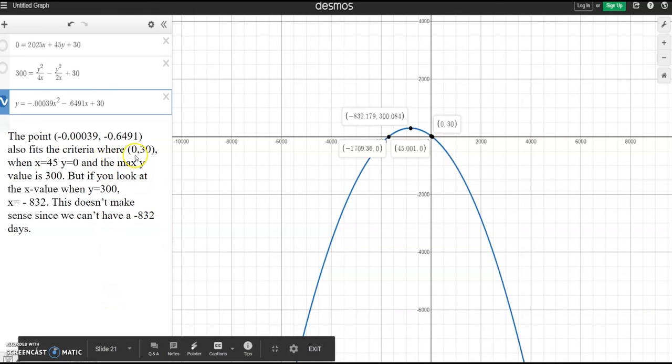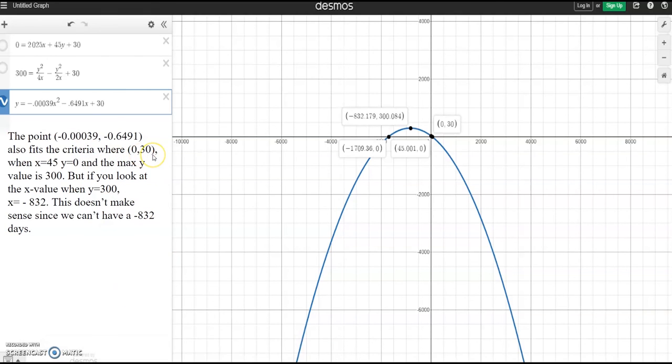Let's say at time 0 there are 30 infected. Yep, it's included. And after 45 days there are 0 infections, and it also fits the criteria. And the maximum infected people are 300. Yep, it does. This point right here fits all the criteria given. But if you look at the x value when y is 300 on the graph right here, the value of x is negative 832. This doesn't make sense since we can't have negative 832 days.